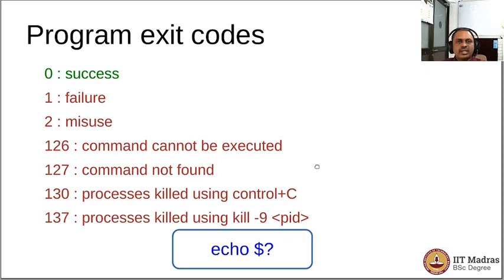The exit code of 130 is used when the program that was running in the foreground has been killed using the Ctrl+C operation. If a process exited because it was killed by using the kill command with the option -9, then it would have an exit code of 137. If the exit code happens to be more than 256, then the modulo value with 256 would be reported as the exit code, so that the exit code always has a value between 0 and 255.